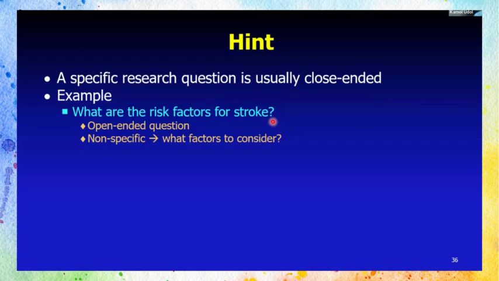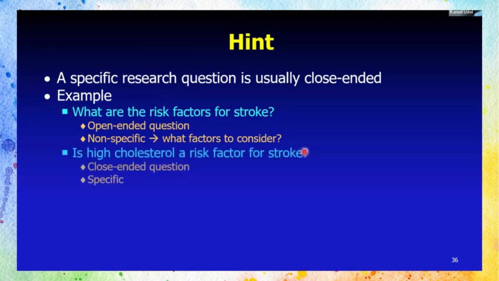What are the risk factors for stroke? The answer may be smoking, age, high blood pressure, high cholesterol, alcohol. So many possibilities of answers. So it is not specific. It is still not a specific research question. Compare this question to this one: is high cholesterol a risk factor for stroke?